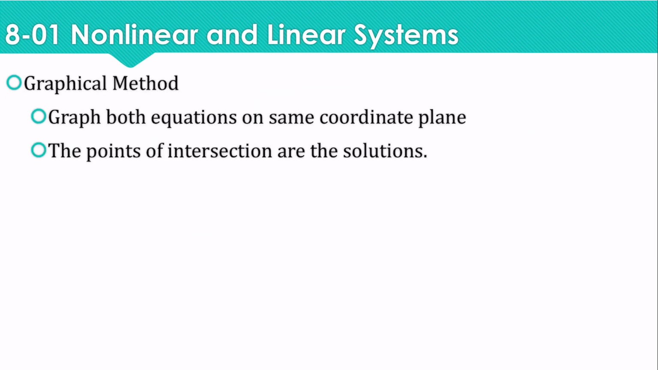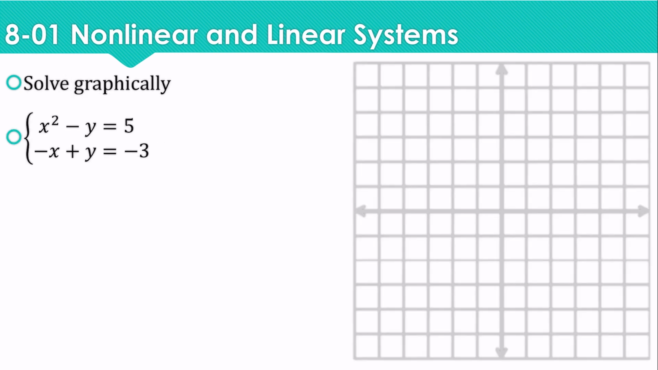You can also solve graphically, which is done by graphing both equations on the same coordinate plane, so on the same graph. And the points of intersection are the solutions. Those would be the points that both graphs go through, so it satisfies both equations. So let's solve this system graphically.